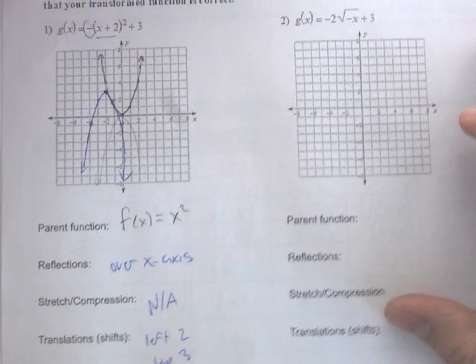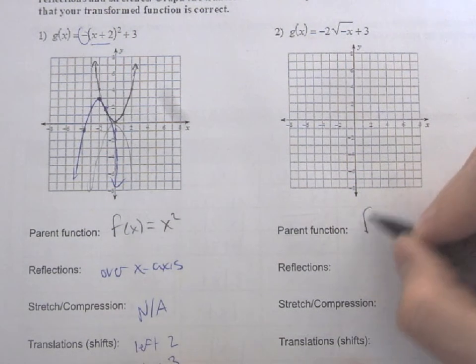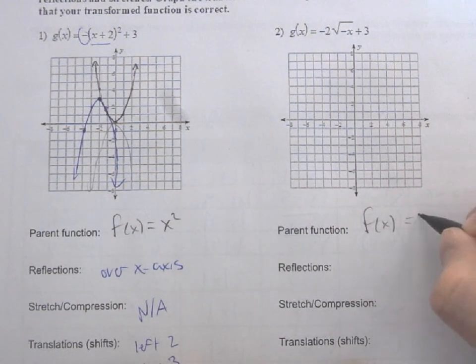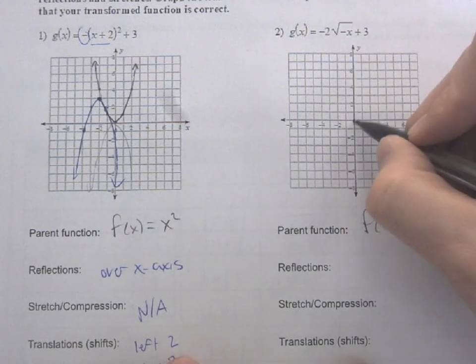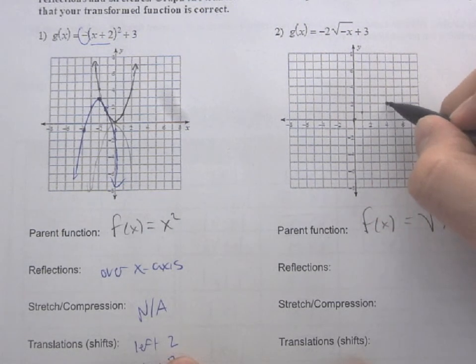Let's do this other one really quick and then talk about what that looks like. So the original here is a square root function. So the parent function is f of x equals x squared. Or sorry, excuse me, square root of x. So I'm going to graph that. Again, hopefully by this point you know what that looks like.